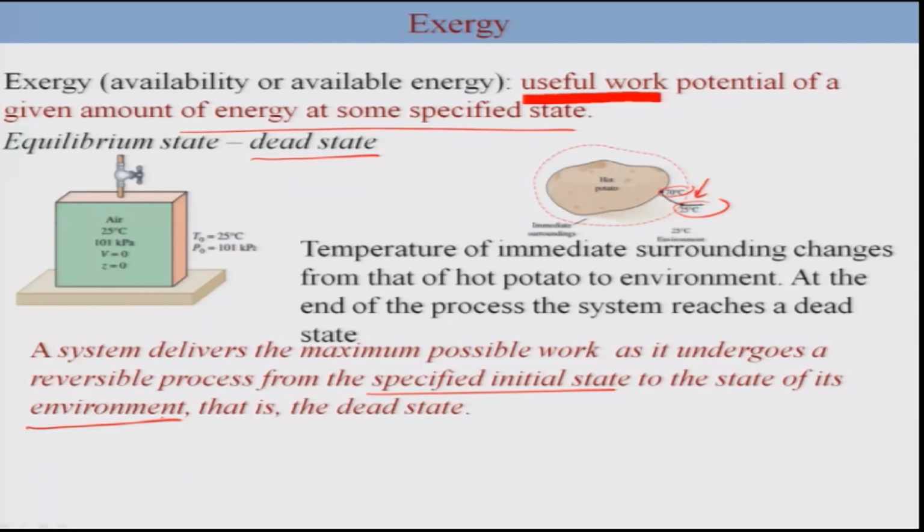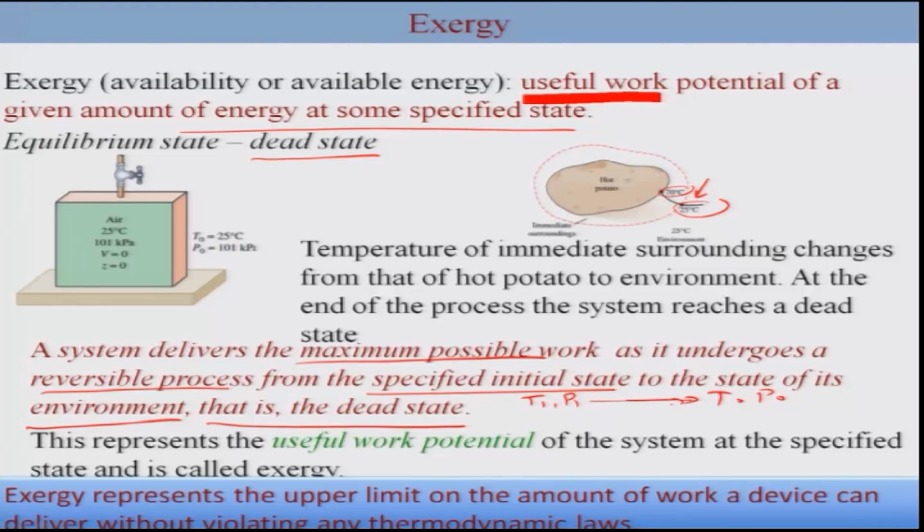And that is what we are going to reflect on now. Earlier we just discussed that the reversible process will deliver the maximum possible work, but now we are bringing in the fact that the system undergoes transformation from the initial state to the state of its surroundings, that is the dead state. So, that change from a certain pressure to T0 P0 essentially is the path that would lead to the maximum possible work, that a system can deliver. Okay. So, this would be the useful work potential during this process, and this we call exergy.